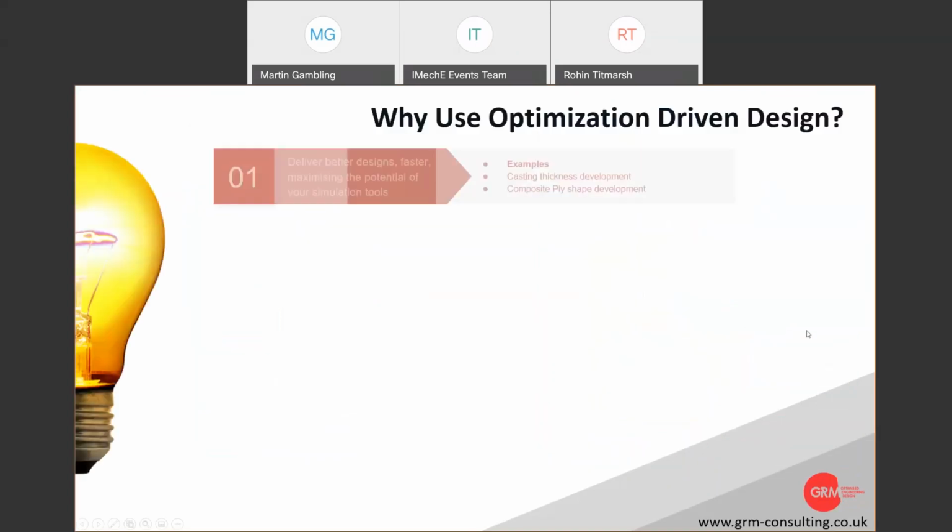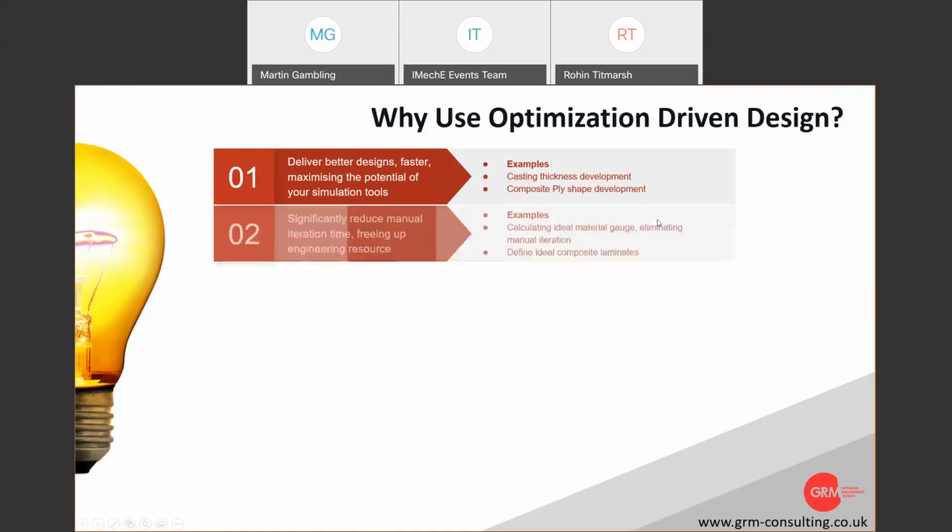So why use it? I'll go through this fairly quickly so I don't end up running out of time at the end. But basically, get better designs, do it quicker. Some obvious ones: casting designs for thickness, composites. It's an area we're very heavily involved with in our team here at GRM. Reduce that manual iteration loop, as I've mentioned already.